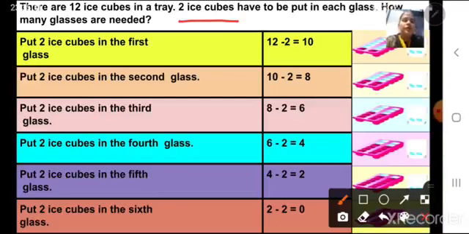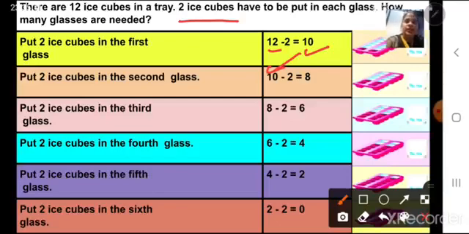So what we are going to do is 12 minus 2. Total 12 ice cubes were there in the starting. From that we have taken 2 ice cubes. So how many will be remaining? 12 minus 2 is 10. Now 10 is remaining. So we will write here number 10. Put 2 ice cubes in the second glass.